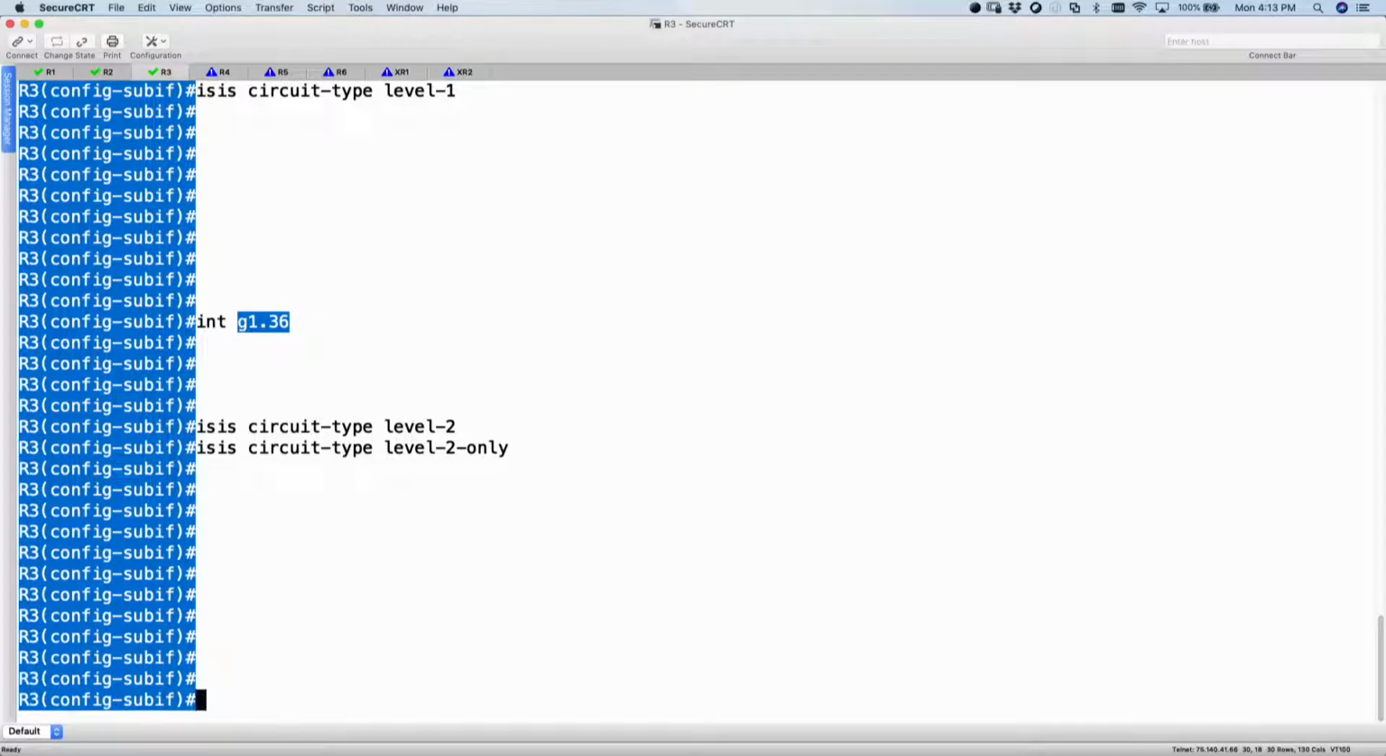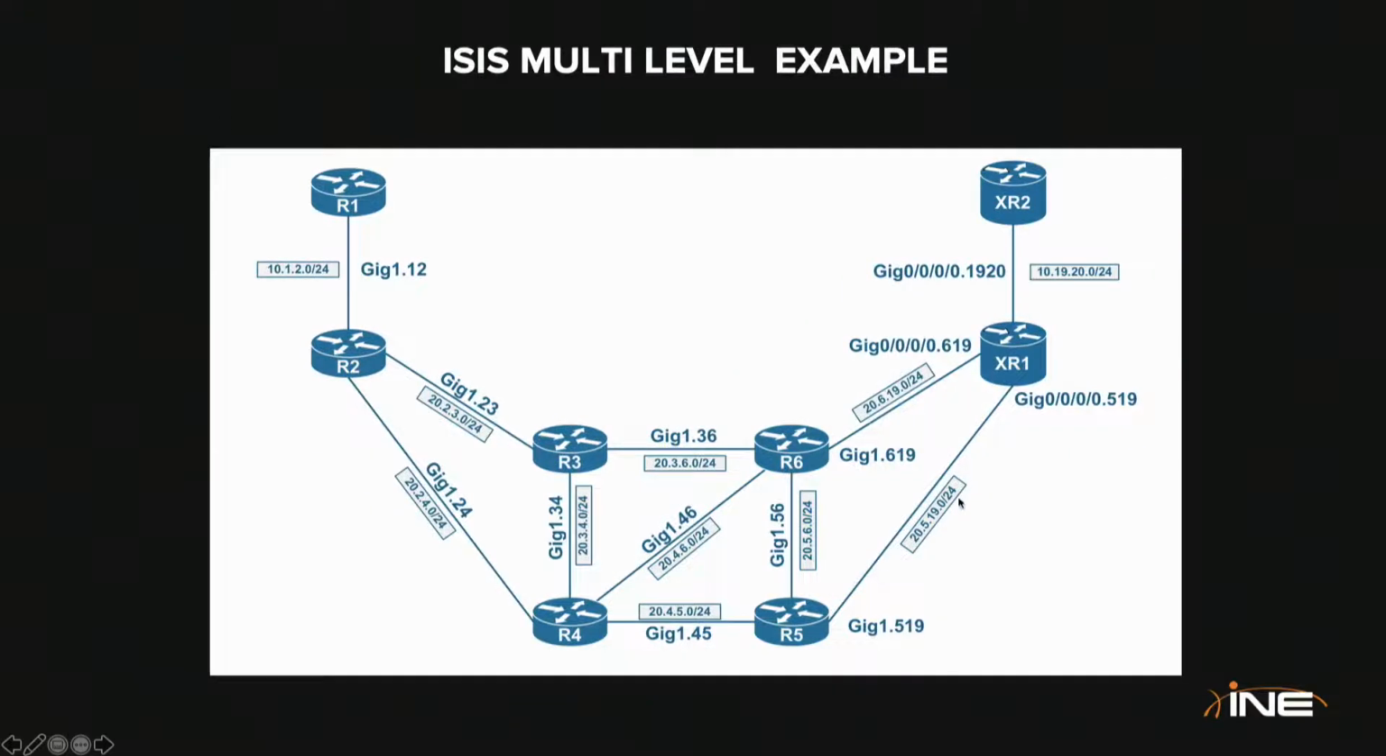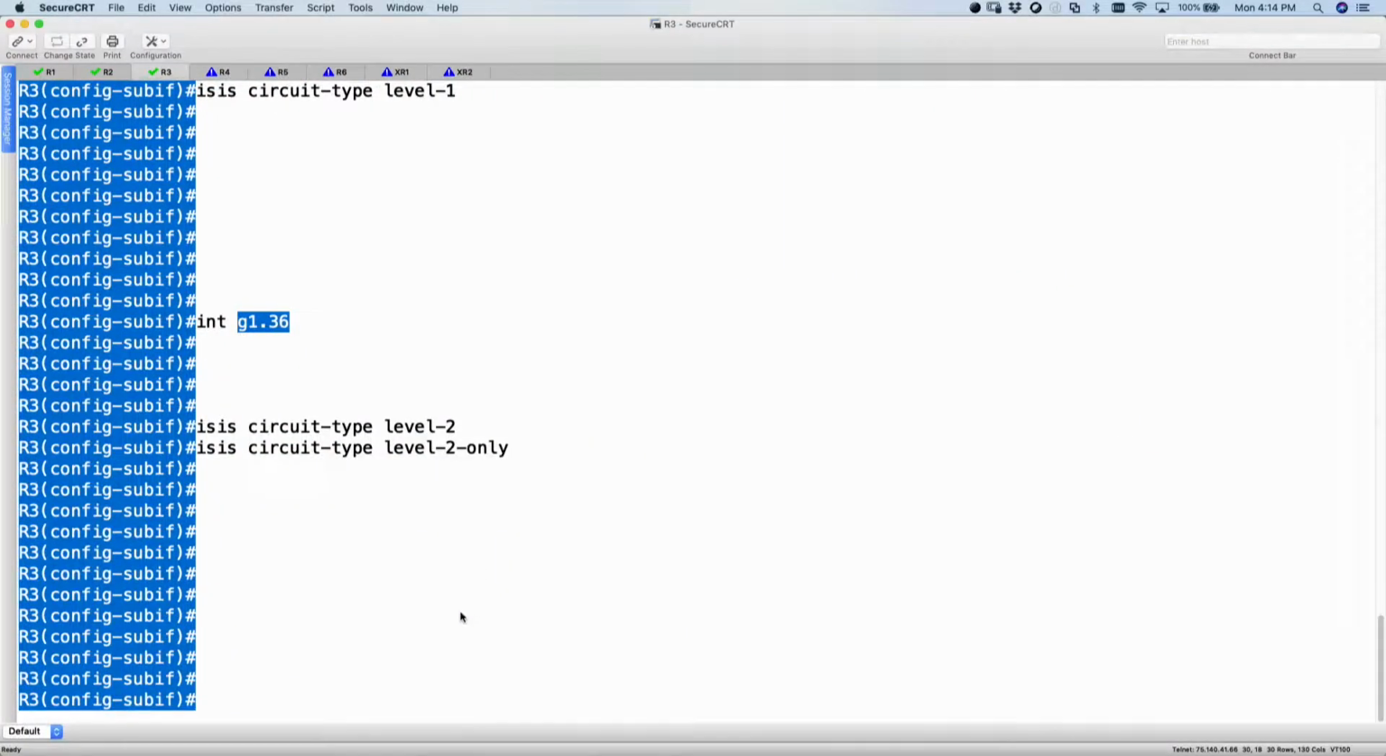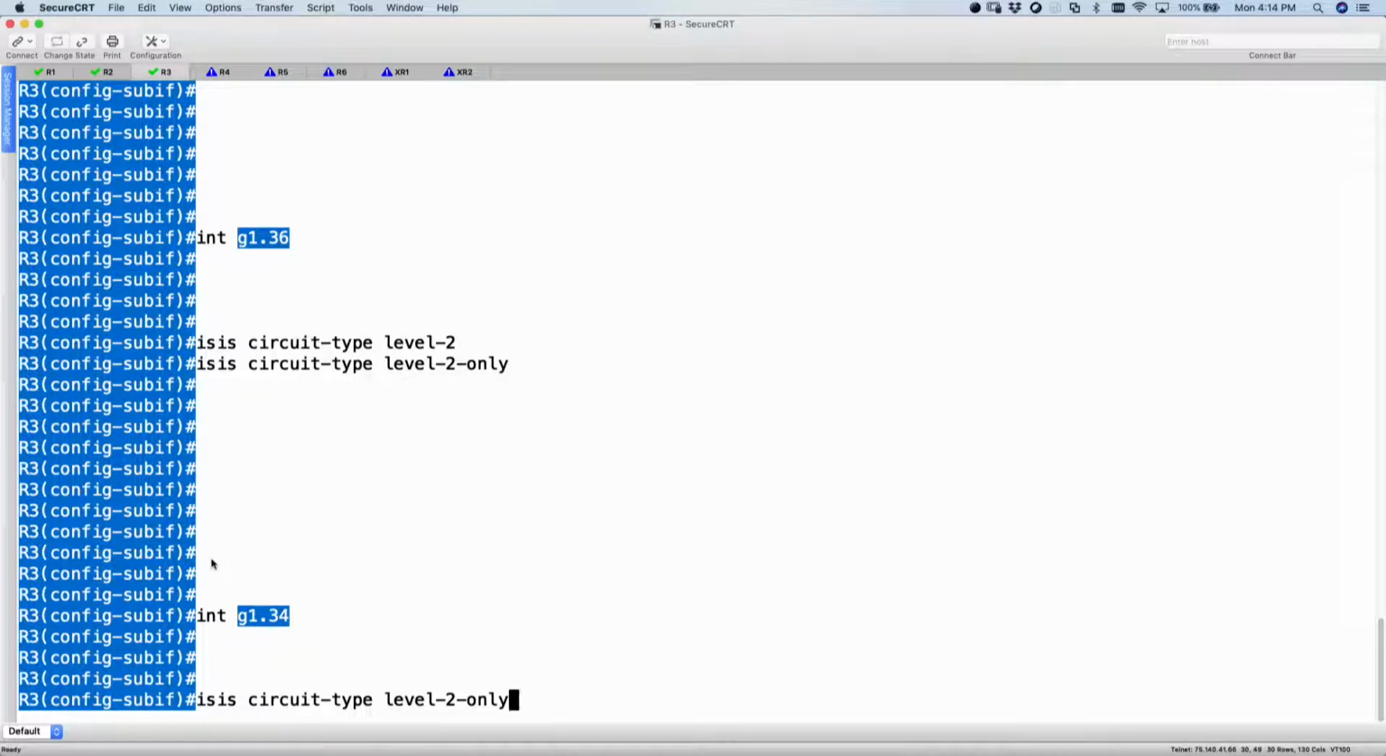So if I look back at my diagram, I should have level 1 here. So this whole router was level 1. This was purely level 1. This was purely level 1. But here on this link, I have level 1 here. I have level 1 here. I have level 2 here. I will configure level 2 here. I will configure level 2 here. And this would again be level 1. Okay, let's go and change that. So going back to R3, on the link gig 1.34, I would say level 1 only.